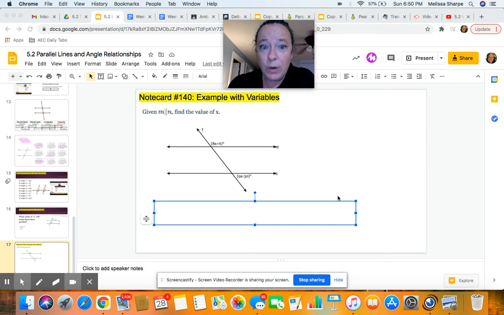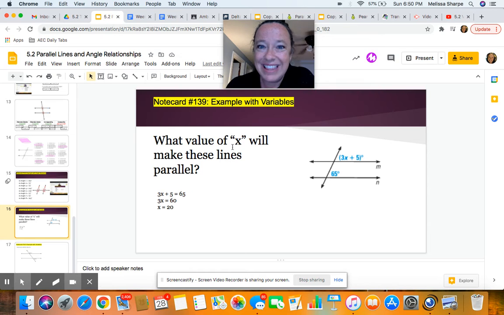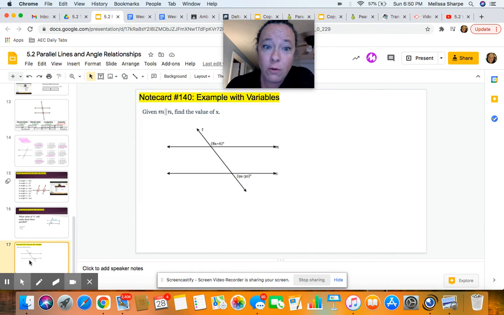Okay, so let's look at this one where we have variables and expressions, and we need to solve for x. In this last one, we solved for x, and these were corresponding, and corresponding angles were congruent. But in number 140, we've got something weird going on.